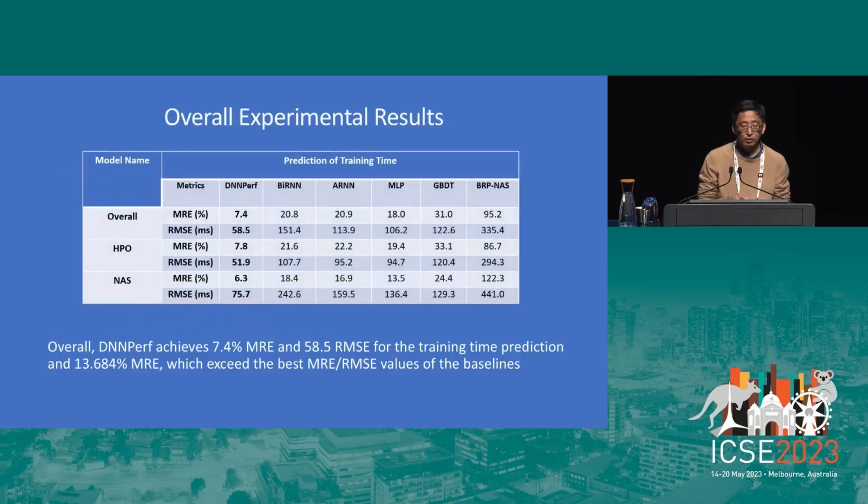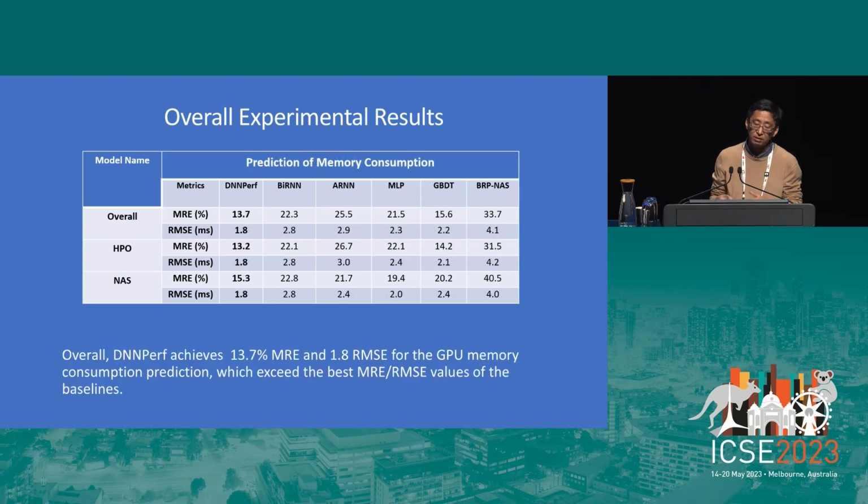Okay, so overall results. For predicting the training time, we can see that our DiffPerf model can achieve quite accurate prediction results. The MRE, the mean relative error, is only about 7.4, which is quite good and outperforms all the other baselines. For predicting memory consumption, our MRE is slightly higher, 13.7, but it's still reasonable, below 15%, and also better than that of the baselines.